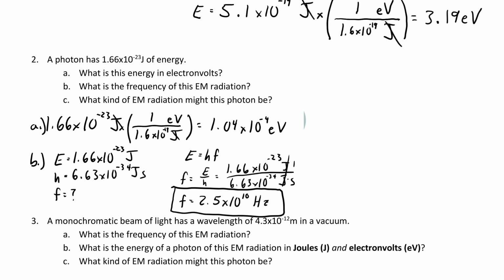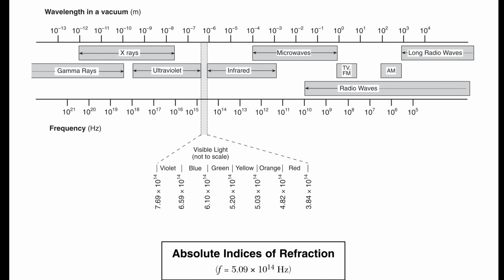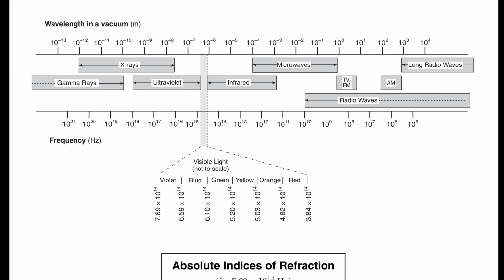Part C says, what kind of radiation might this photon be? All right, remember, a photon is electromagnetic. So we could look at the electromagnetic spectrum, and we're looking for a frequency of 10 to the 10. So we're flipping all around the reference table for this unit. So you have to be really nimble on your feet here, okay? So we had a frequency of 2.5 times 10 to the 10. And then it looks like, oh, is it radio waves or microwaves?